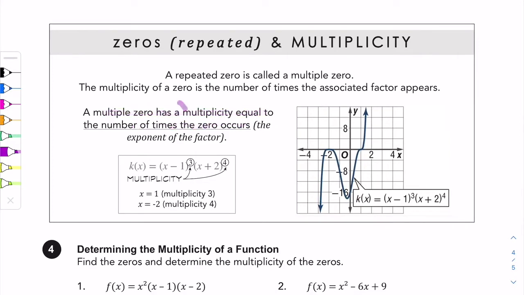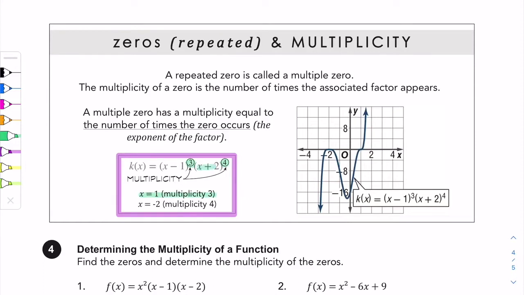So what does this mean? Take a look in this box. So we have zeros that happen more than once. Look at the exponents. We have this here, x minus 1 raised to the power of 3. If we set that equal to 0, we would have x equals 1, and it happens 3 times, so we would say multiplicity 3.